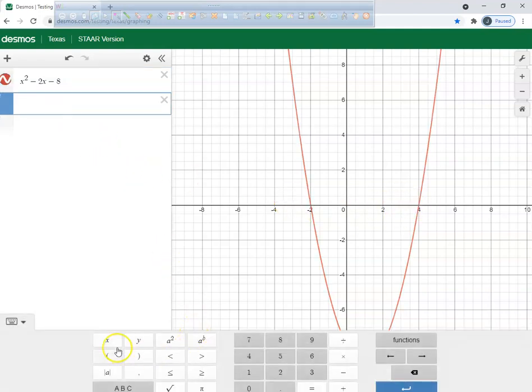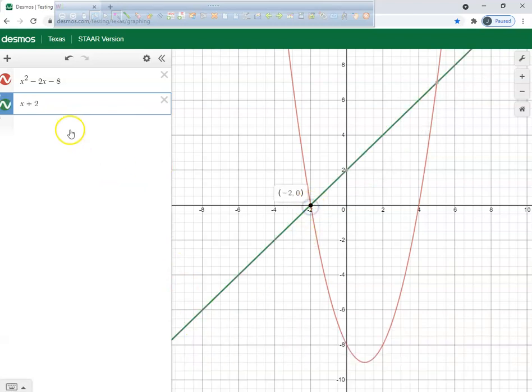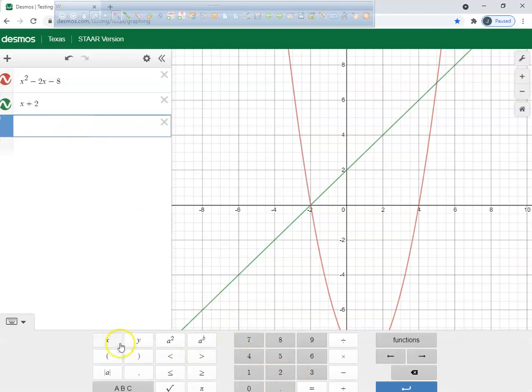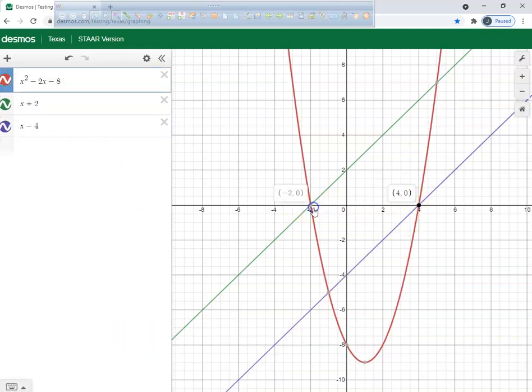What would be the factors? One of the factors would be x plus 2, and the other factor would be x minus 4. Linear factors always pass through the zeros of a parabola. Okay? So your answer choices that they'll give you, what would happen? That line would hit one of the zeros. If it doesn't hit a zero, then it's not a factor.